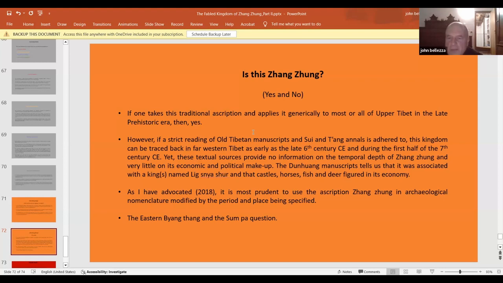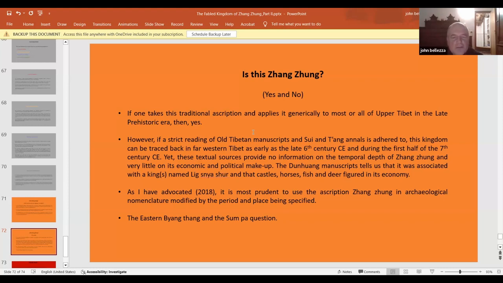The Dunhuang manuscripts, the Old Tibetan manuscripts, tell us that it was associated with a king named Ligmincha, and that castles, horses, fish, and deer figured in its economy. As I have advocated, it is most prudent to use the ascription Zhang Zhung in archaeological nomenclature, modified by the period and place being specified.